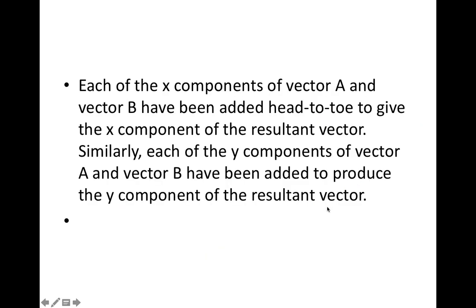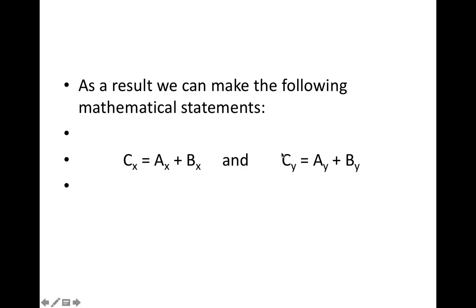Each of the x components of vector A and vector B have been added head to tail to give the x component of the resultant vector. Similarly, each of the y components of vectors A and B have been added to produce the y component of the resultant vector. As a result, we can make the following mathematical statement. The x component of vector C is equal to the x component of vector A plus the x component of vector B. And similarly, the y component of vector C is equal to the y component of vector A plus the y component of vector B.